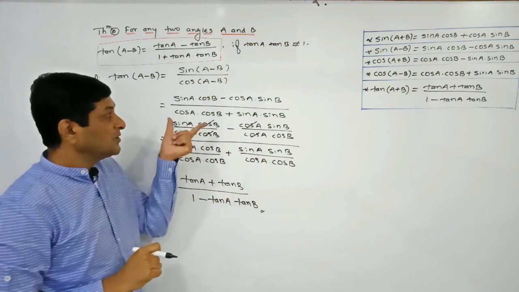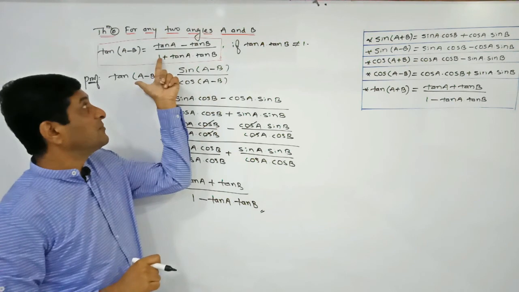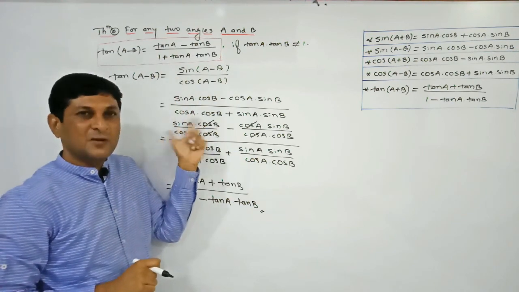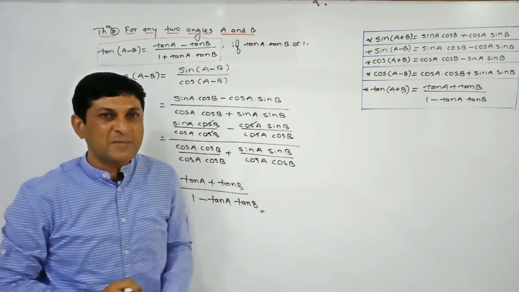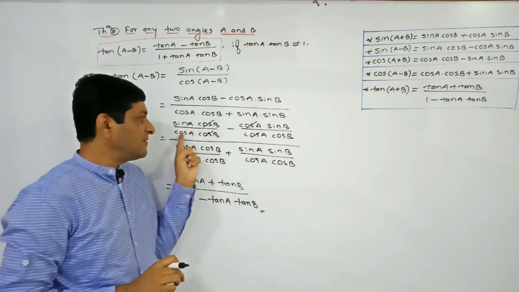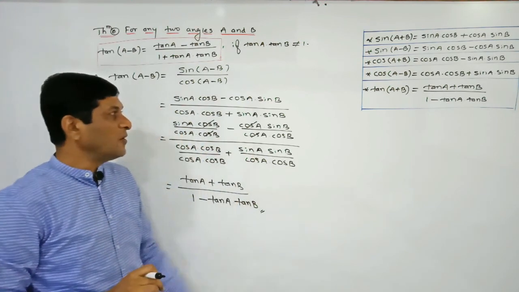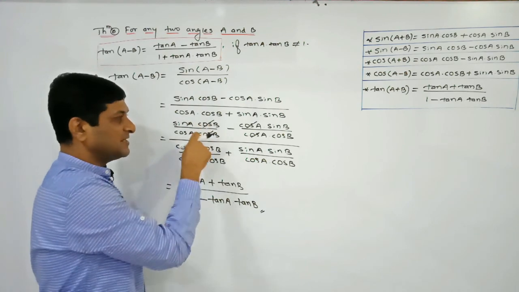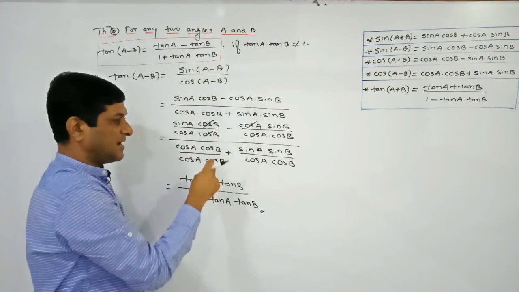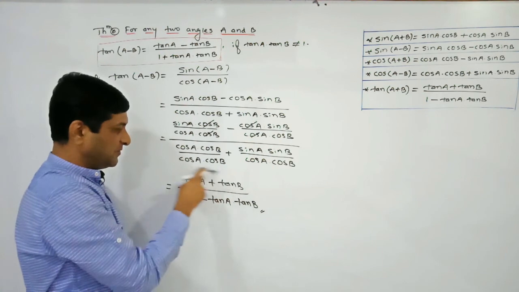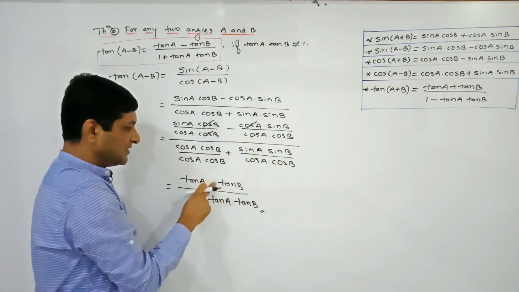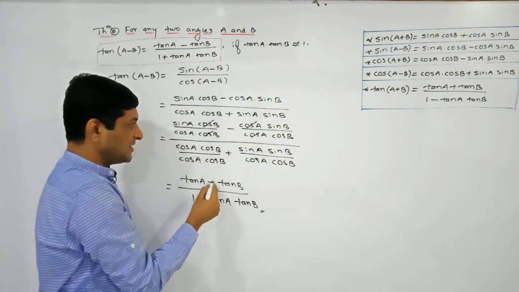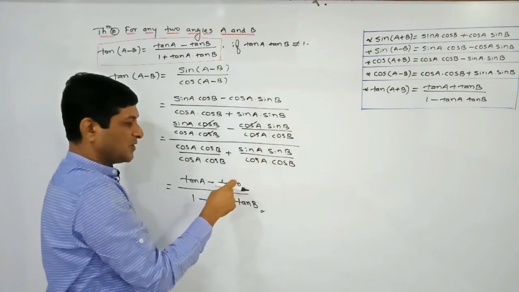Here also, because here we will require 1, to get 1 here we have to divide the denominator by cos A into cos B. That's why we are dividing the numerator also and denominator also by cos A into what? Cos B. So let us see what we'll get here. Cos B will get cancelled after cancelling the same term. So we will get what? Tan A. So here sin upon cos is what? Tan, and here also sin B upon cos B is tan B.